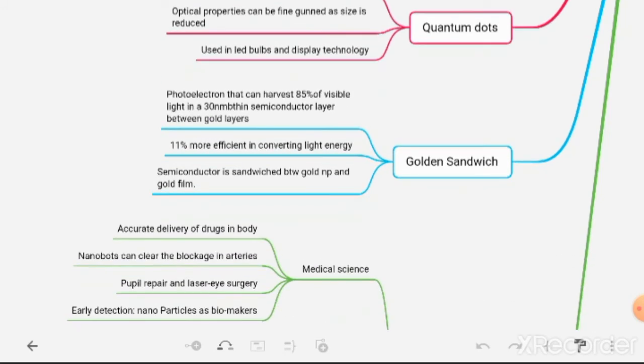What is the latest in modules? The golden sandwich. Golden sandwich is a technology developed to increase the efficiency of solar cells. It can be 11% more effective than the cells currently used. What is happening in this? We take a semiconductor and sandwich it between gold nanoparticles: a sprinkle of gold nanoparticles on the upper part, and a gold film below. So it will increase the efficiency by 11%.